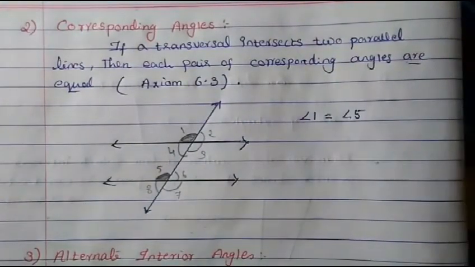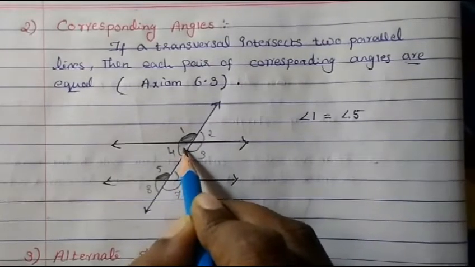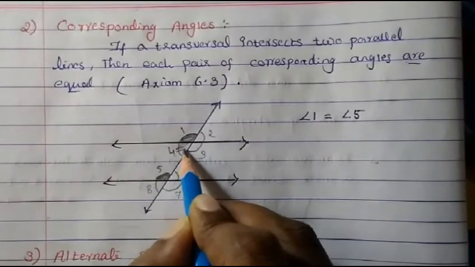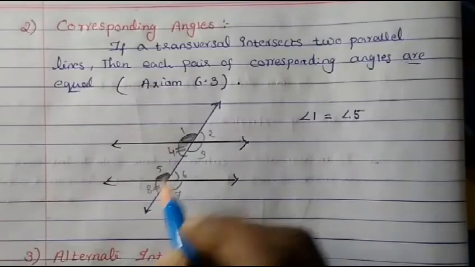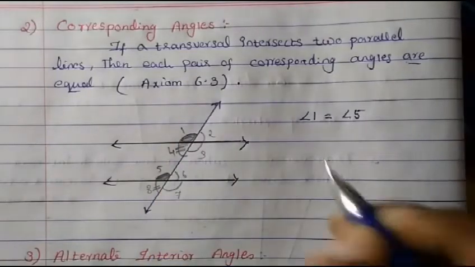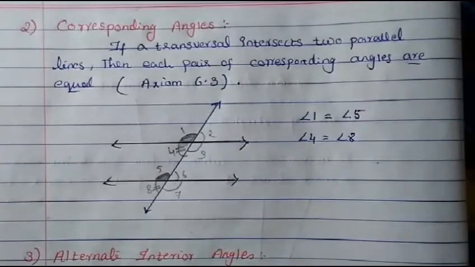Then which are the other ones? If you are taking 4, okay, let me give another shade. If you are taking 4, then leave 5, then the next one. So 4 and 8 are corresponding angles. Angle 4 is equal to angle 8, a corresponding angle.